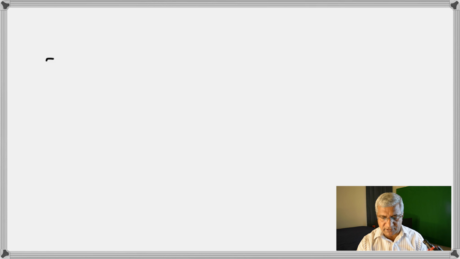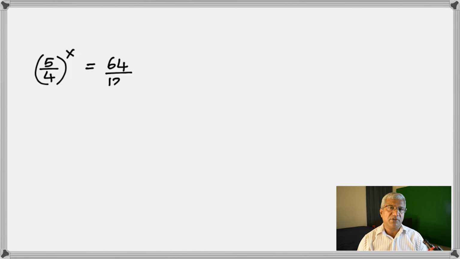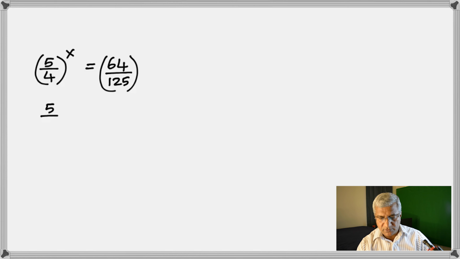Here we go to the next. (5/4)^x is equal to 64/125. That's given. You have to find x. So (5/4)^x. I don't do anything there.